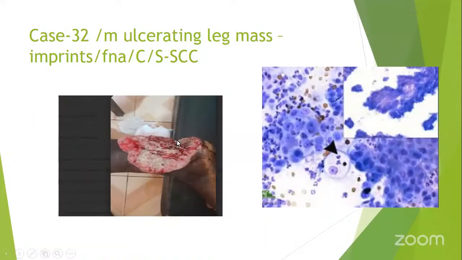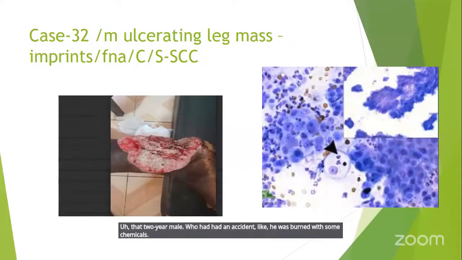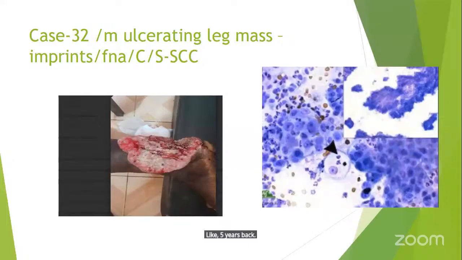This is another case that I found recently, like 1 month ago, a 2-year male who had an accident. He was burned with some chemicals, like 5 years back. Then the patient healed naturally, but about 6 months after healing, a small lesion appeared on the site where the wound was. Then it became very aggressive. As you can see, this is a leg, and this wound has eaten 3/4 of the back of the leg.